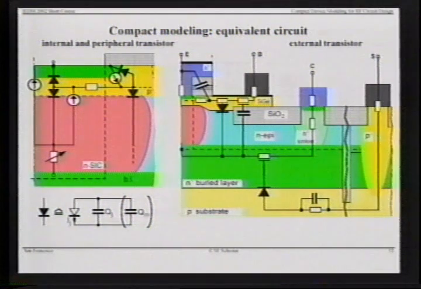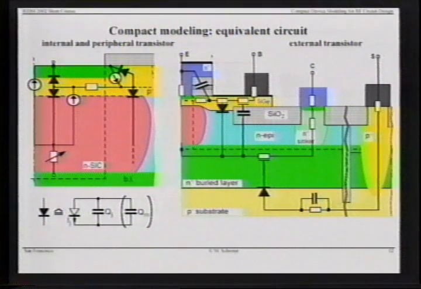This is a close-up of half of the emitter-base region underneath the emitter and at the perimeter. And I've inserted into that cross-section typical elements that we need for constructing a bipolar transistor model from a physics-based point of view. So we see the transfer current source.